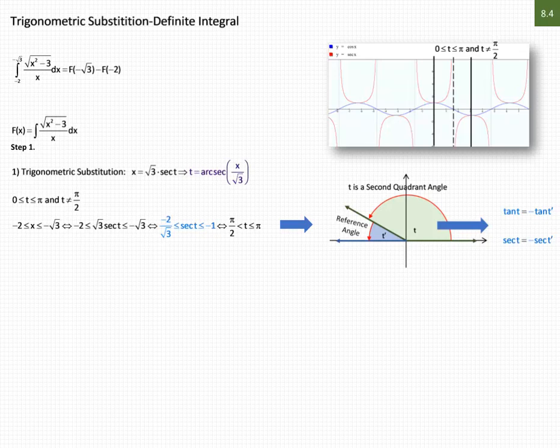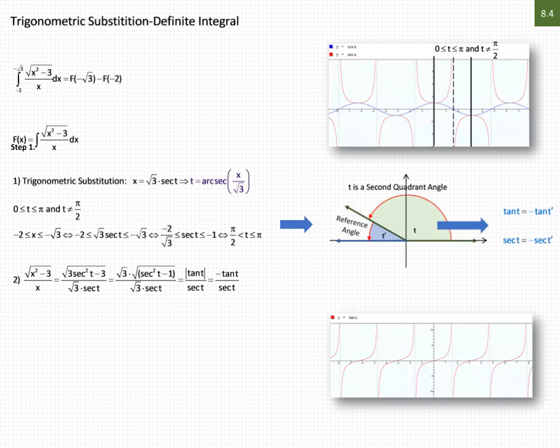Because x is between minus 2 and minus square root of 3, it follows that t is between pi over 2 and pi, where t is a second quadrant angle. As a result of that, I'll write the antiderivative in terms of the reference angle, t prime, which is an acute angle.